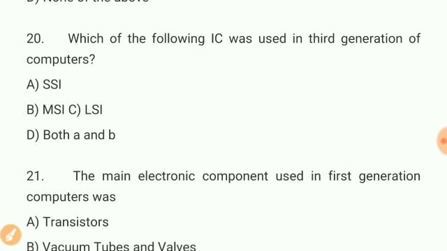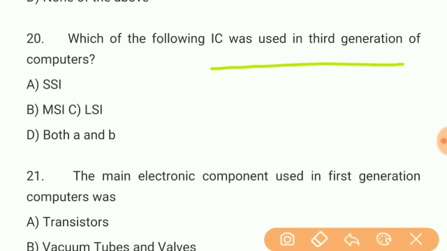Which of the following ICs are used in third generation of computers? Both A and B, meaning SSI and MSI. SSI and MSI, both A and B, are used in third generation computers.